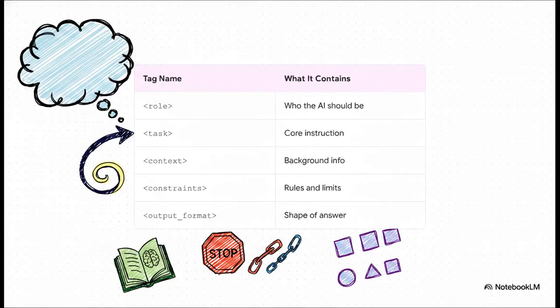Because the AI reads English naturally, your tags should really just be simple descriptive words. So use a role tag for who the AI should act as, a task tag for your core instruction, and a context tag for the background info. You can wrap your rules in constraints and use an output format tag to define exactly how you want that final answer to look, like a generated table or a strict bulleted list.